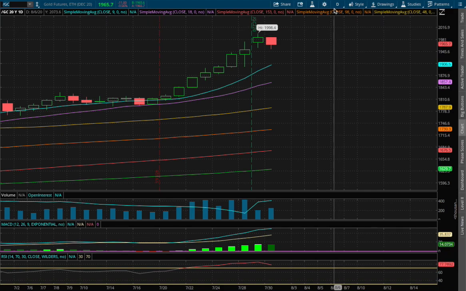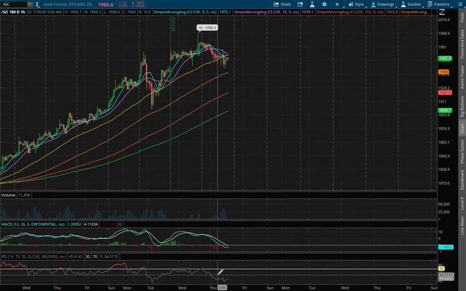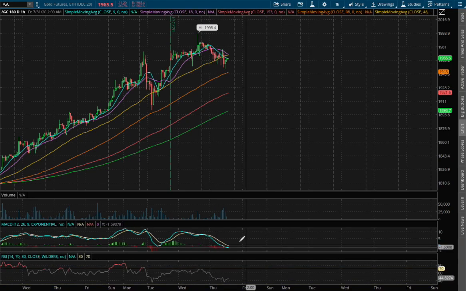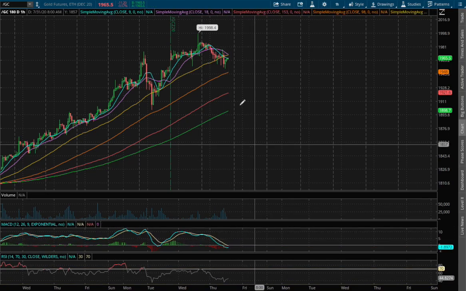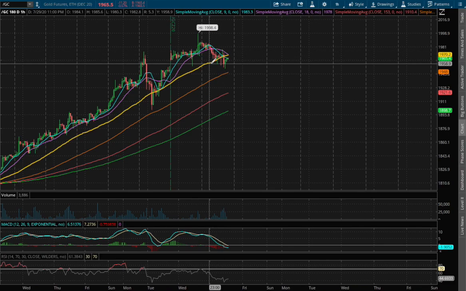We're currently down 56 basis points on the 1-hour chart. We were near overbought RSI on Wednesday. We have now approached negative MACD, and we see the 9 and 18 moving average starting to diverge onto the 50 moving average, this yellow line.